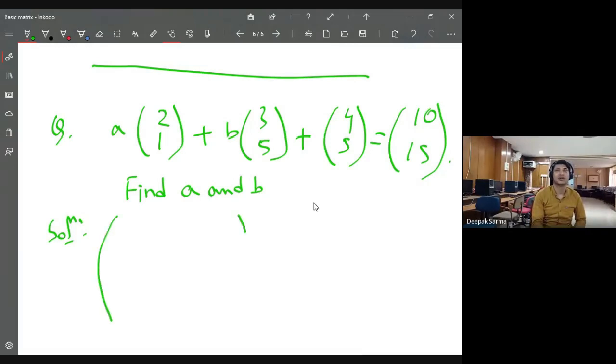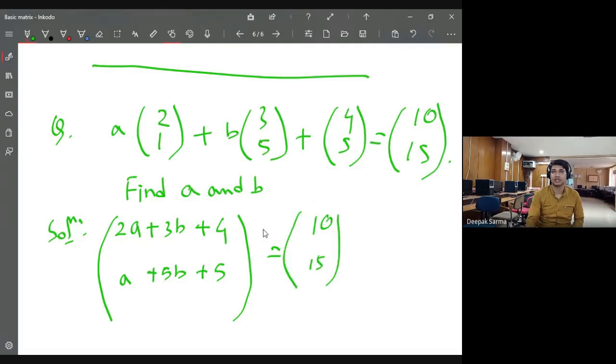So after the whole calculation, the left hand side becomes: here the first matrix is twice A and A. Yes? Here I will have twice A and here I will have A and B. Then here I will have 3B and 5B. So ultimately you have to add 3B and again 5B. Got it? And here, you can consider some scalar multiplication also: I have 4 and here I have 5. Ultimately what I have is 10 by 15.